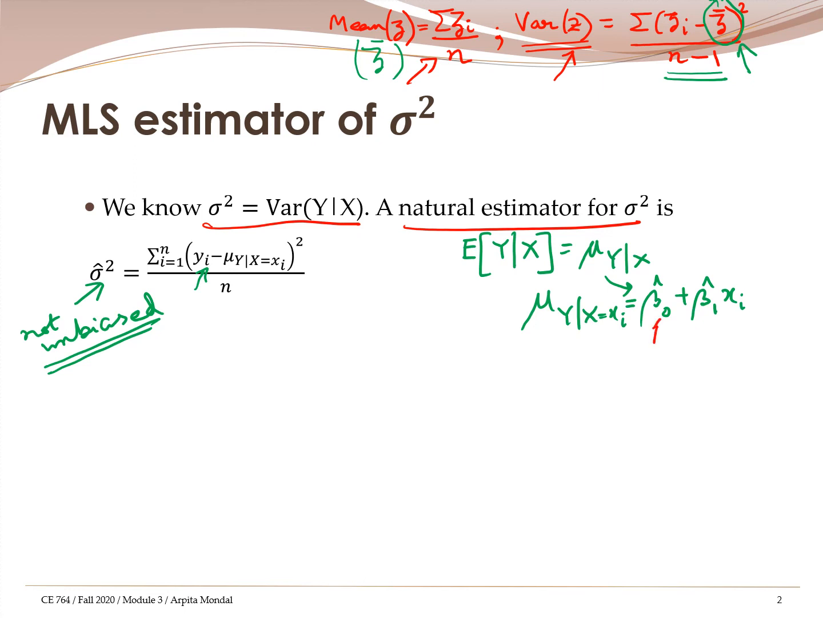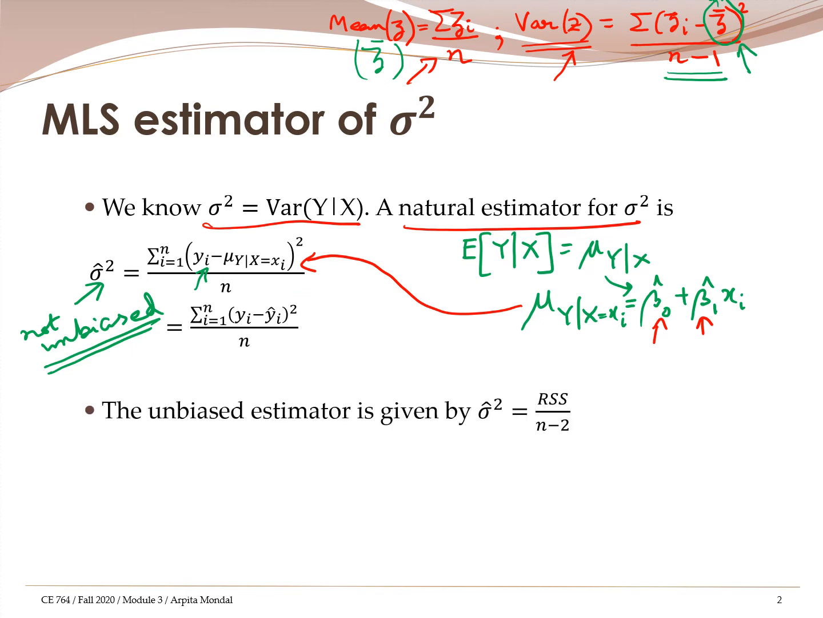There are two estimators that we are going to plug into this expression to get sigma hat square. So therefore my degree of freedom, the denominator, will be reduced by 2. It will be n minus 2 in the denominator. And this is what is given here. So you see an n minus 2 in the denominator.